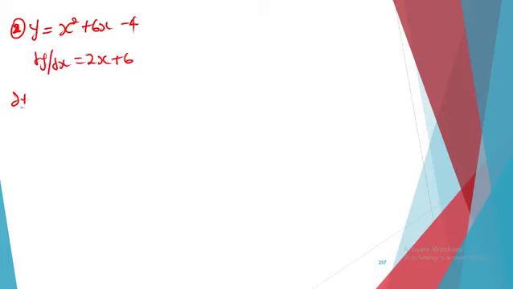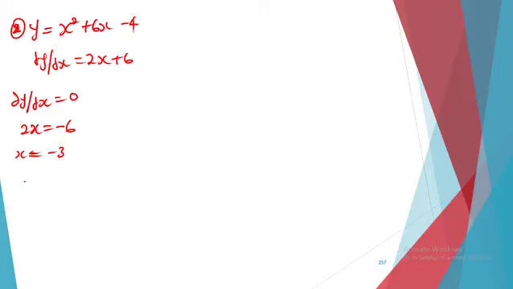Okay? So let's take one more example. Number 2. y equal to x squared plus 6x minus 4. Our dy over dx is equal to 2x plus 6. Taking the turning point, that is where dy over dx is equal to 0. We have that 2x is equal to minus 6, that is, this is crossing the equality sign. x is equal to minus 6 divided by 2, which will give us minus 3.